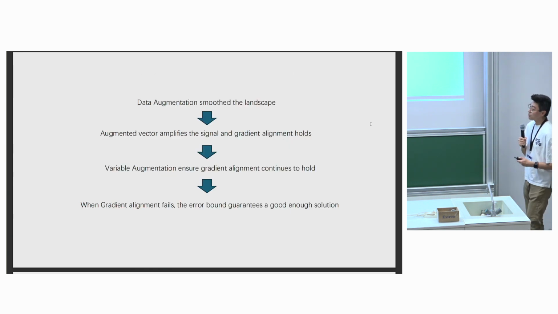Quickly to sum up, we use this augmentation to smooth the landscape, and then the augmented gradient vector amplifies the signal. And then using variable augmentation, we are able to make the gradient alignment hold for all the iterations. And finally, when gradient alignment fails, we get an optimal error bound.